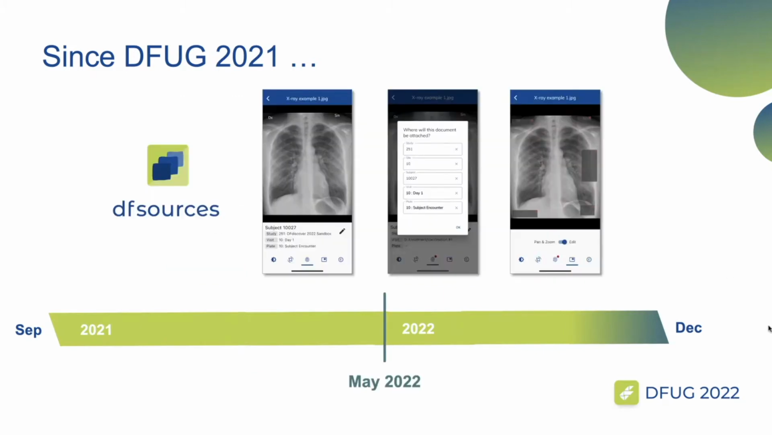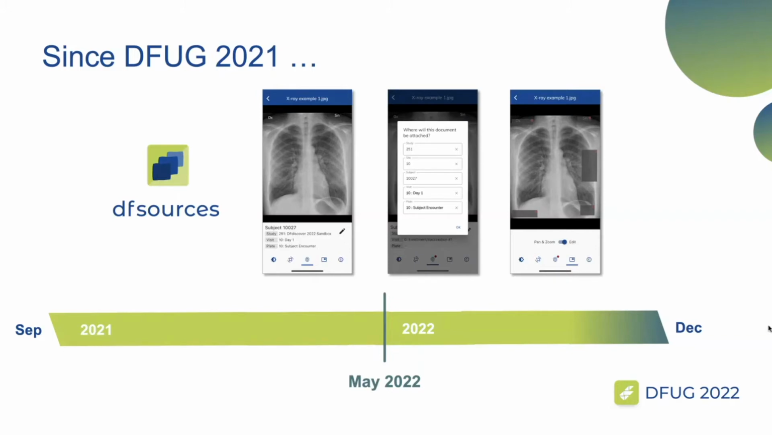In May of 2022, we officially released DFSources, the source document collection app I mentioned. What's really special about it is that you can scan your source documents on your phone. You can identify what data record and what study that image belongs to, and you can also redact that image as well as certify that it is a copy of the original. You can do all that as you submit that source document to the database.